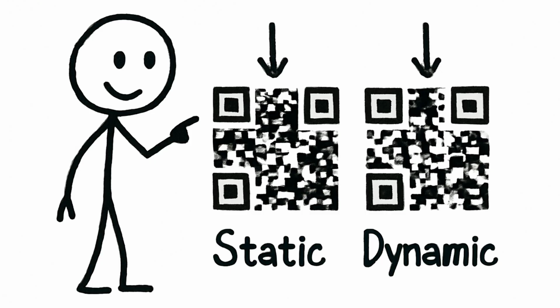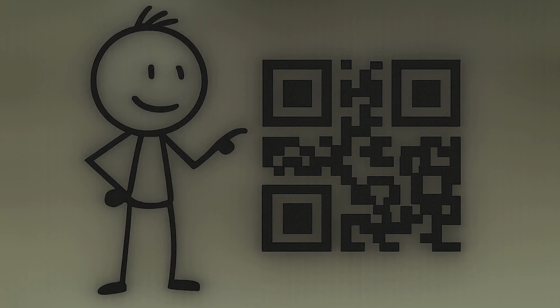There are two main types of QR codes. Static QR codes store information permanently and cannot be edited. Dynamic QR codes can be updated with new data even after being printed. QR codes have built-in error correction capabilities. This means they can still be read accurately, even if part of the code is damaged or obscured.